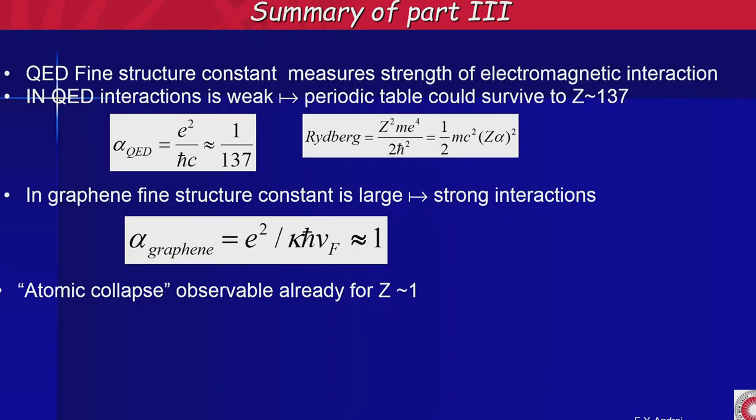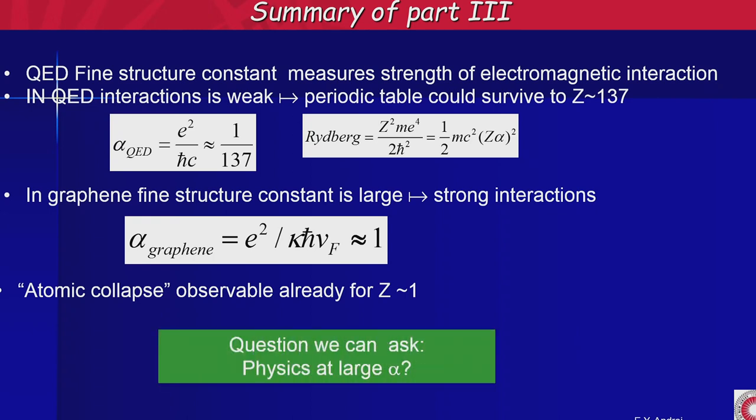So this is a summary of this part. Let me read it to you. In quantum electrodynamics, the fine structure constant measures the strength of the electromagnetic interaction. And it is very, very weak. And that's why we have such a long periodic table. In graphene, the fine structure constant is huge. It's about 1. And therefore, we can see atomic collapse and probably other things as well. And we can ask many more questions. OK, break.